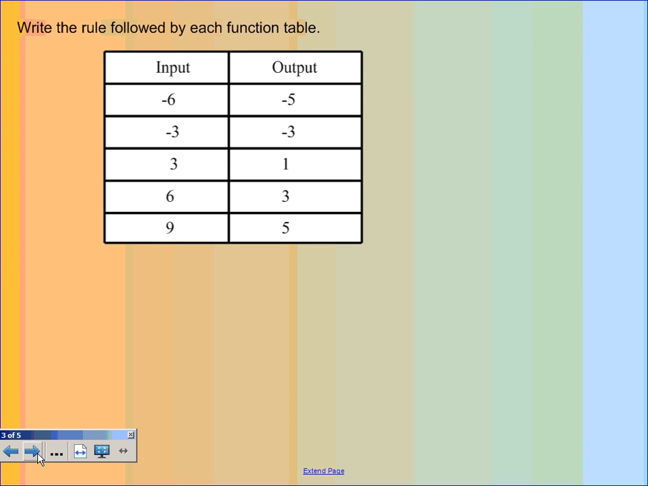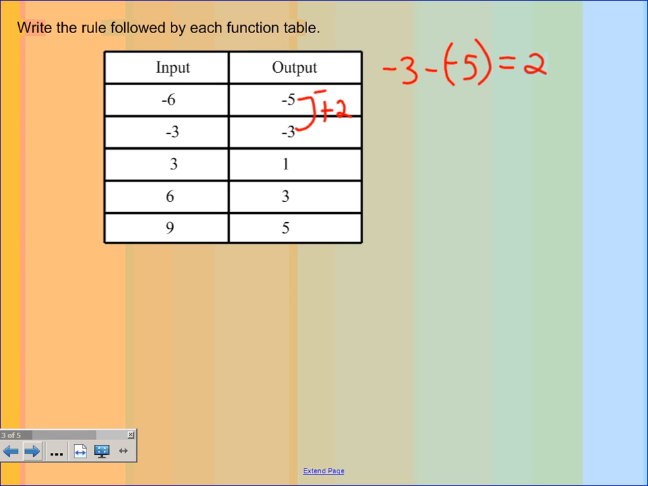Moving on to our next example. I need to find the change in my input, and I need to find the change in my output. You can always take the second value and subtract the first. So I'm going to take -3 and subtract -5. That is going to give me -3 plus 5, which is a positive 2. So from -5 to -3, I have a positive 2.